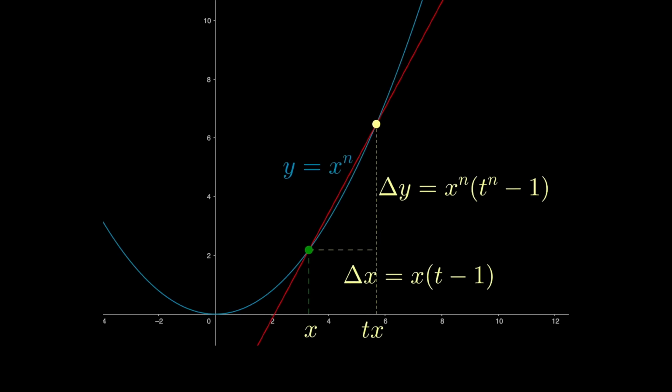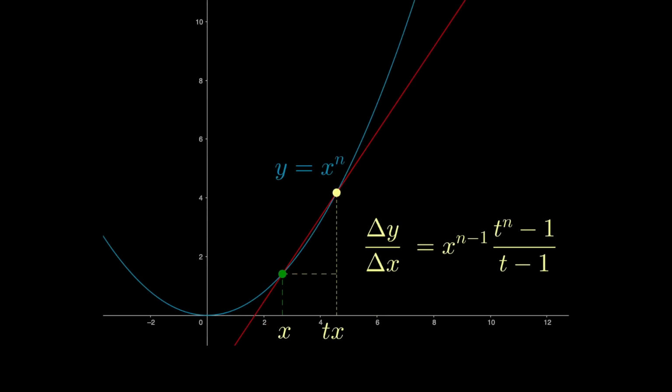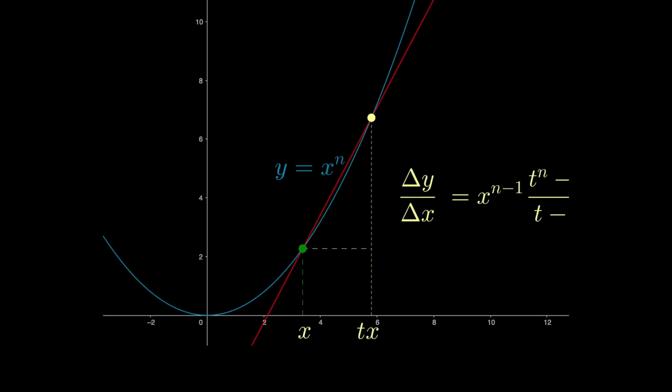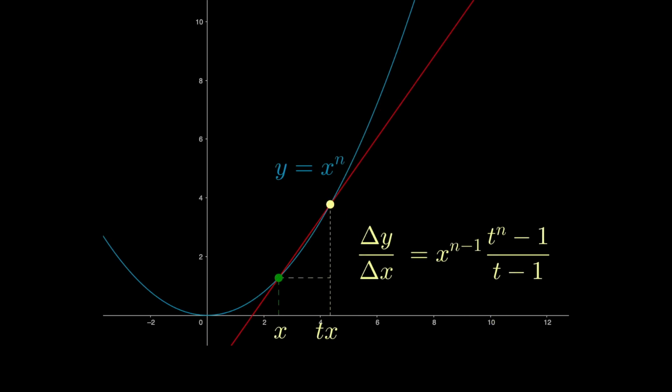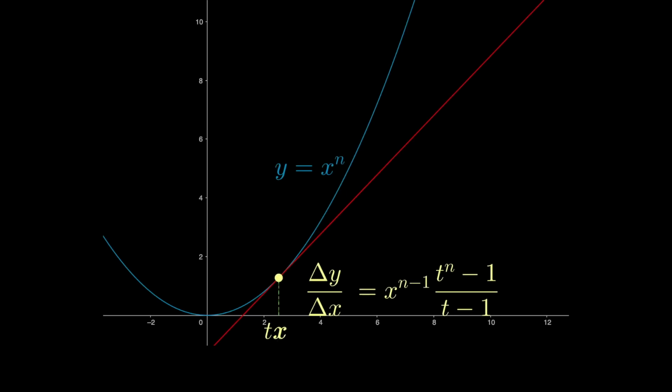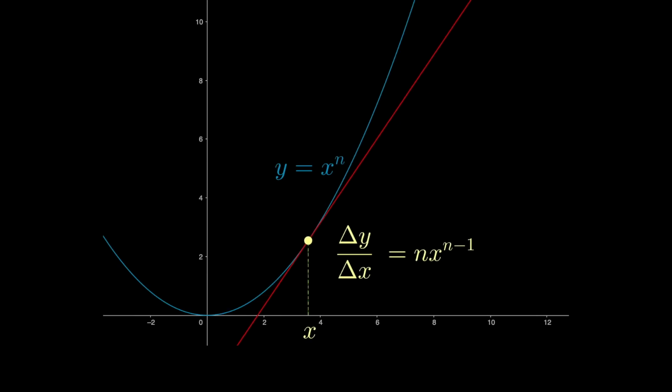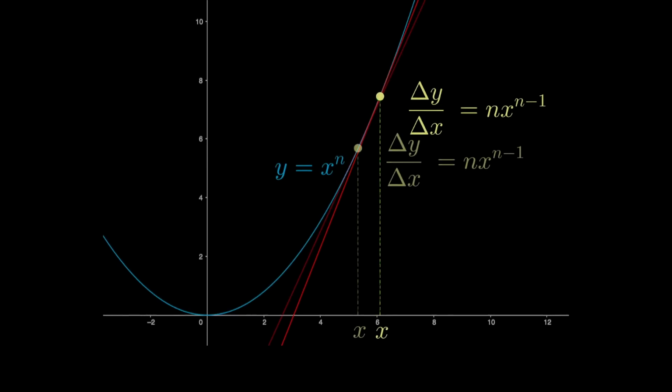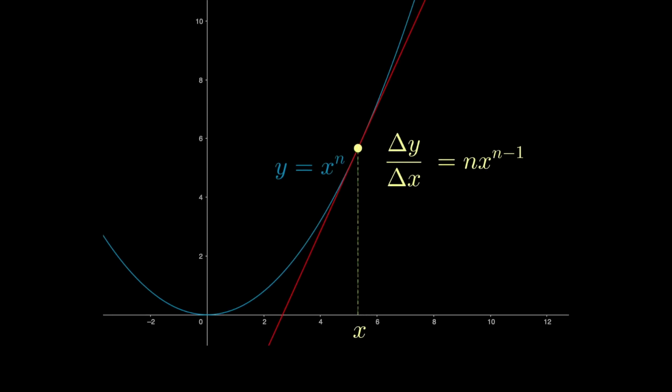And again, we see that the run is proportional to x itself. This means that the slope of this secant line, delta y over delta x, must always be proportional to x to the n minus 1. We can see how the slope changes as I move x around for a fixed value of t. This relationship holds as I let t approach 1. Taking the limit as t approaches 1, we can express delta y over delta x as n times x to the n minus 1. This gives a very intuitive basis for why the power rule works.